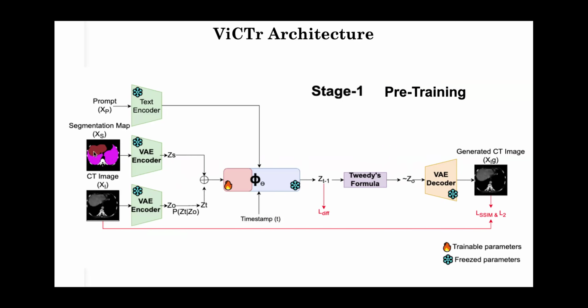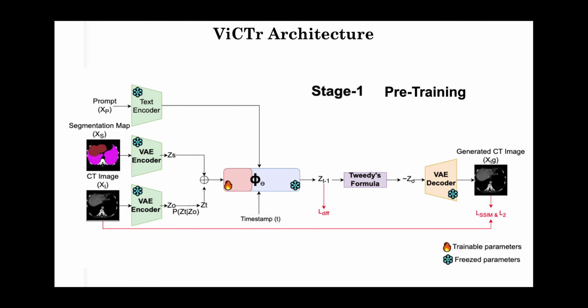Basically in this network we are having three main things. One is the text encoder, that is to encode the prompt. Second is the VAE encoder, again to encode the segmentation map, and the third is the city image VAE encoder, to encode the city image. So all these representations, the segmentation map representation and the city image representation, we concatenate and pass through this partially trained denoiser.